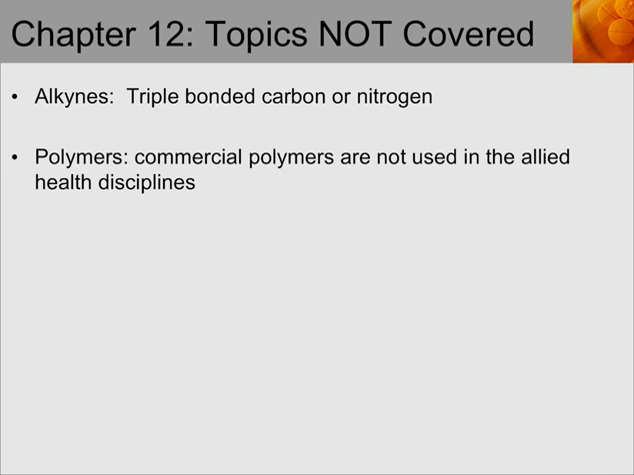Now, a couple of areas we're going to skip in this chapter are alkynes. Alkynes have two carbon atoms with a triple bond between them. This can also occur with nitrogen, but we're just going to skip that for now. Polymers. Polymers are basically long chains of repeating units. This is usually what makes up things like plastic, for instance, or nylon. But these aren't really used in allied health disciplines, so we're just going to skip it for now.